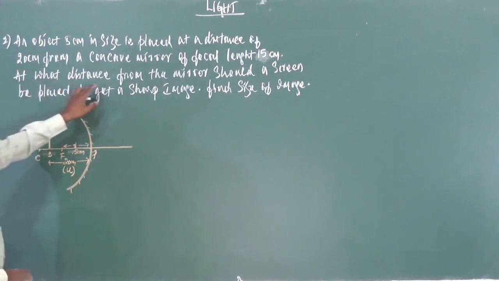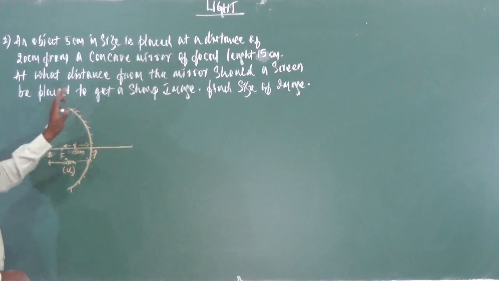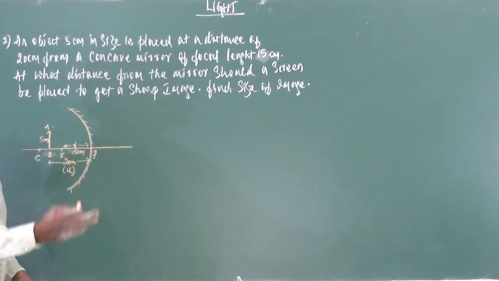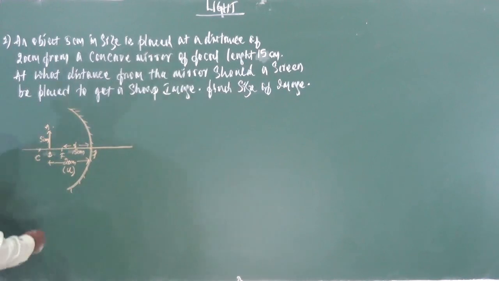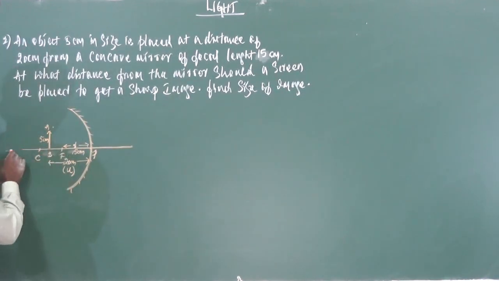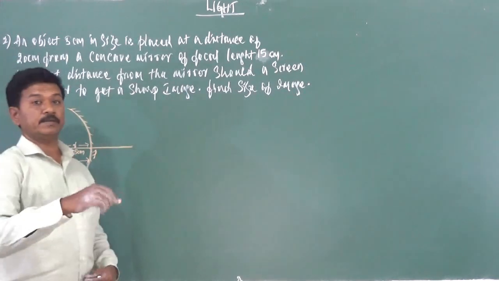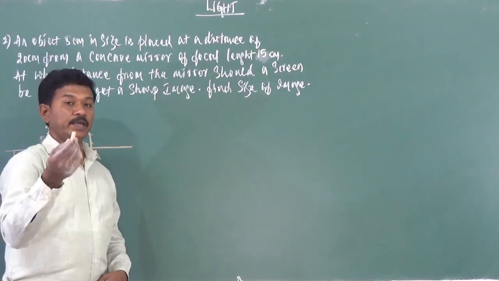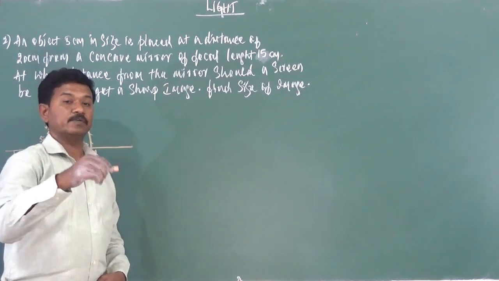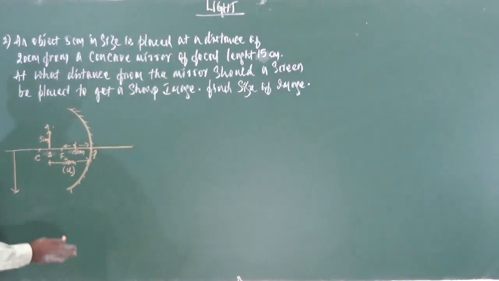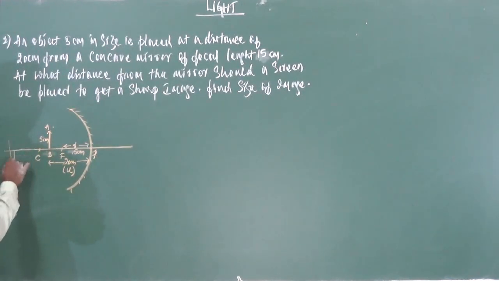Okay. At what distance from the mirror should a screen be placed? Now we have to keep a screen where the image is formed. So here, when the object is placed between C and F, the image will be formed beyond C. So somewhere here the image will be formed. So where you have to keep the screen is the same as where the image is formed in front of the mirror. Both are one and the same. So you have to place the screen here so that you get the exact, sharp image of the object on the screen.